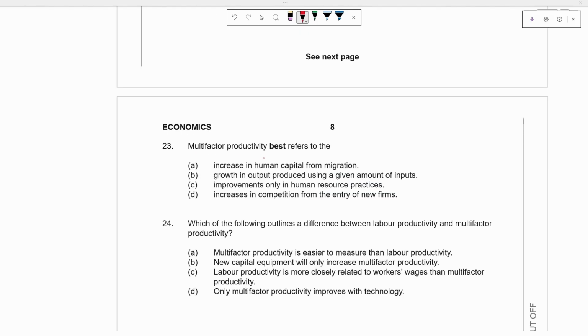Multi-factor productivity best refers to the A, increase in human capital from migration. This is incorrect. B, growth in output produced using a given amount of input. This is correct, as it's the definition of multi-factor productivity.